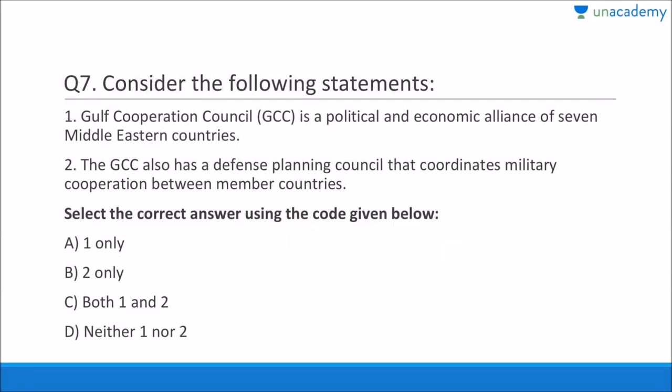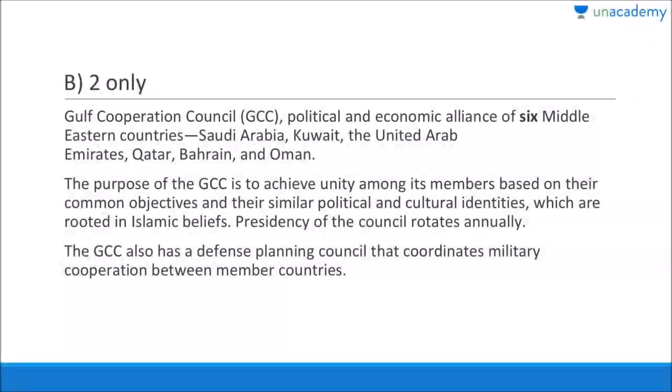GCC is a political and economic alliance of 7 Middle Eastern countries. That is wrong. It is 6 Middle Eastern countries. The GCC also has a defense planning council that coordinates military cooperation between member countries. That is correct. So answer here is B, that is 2 only. So GCC is a political and economic alliance of 6 Middle Eastern countries. Remember the names: Saudi, Kuwait, UAE, Qatar, Bahrain and Oman.